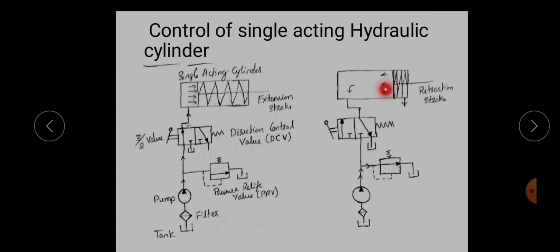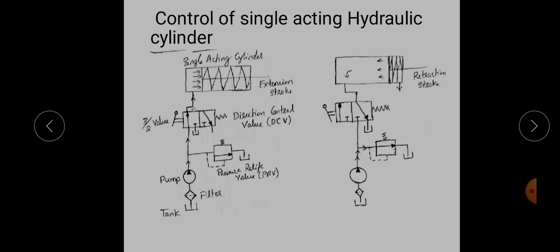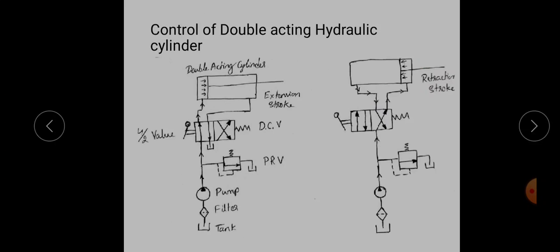It's a hydraulic circuit, so you have to neatly draw the circuits. This is the extension stroke and this is the retraction stroke. By that we can control the operation of this single acting cylinder. One port is provided here to drain out the air which is trapped at this end. Like that we can have the application of this single acting hydraulic cylinder.